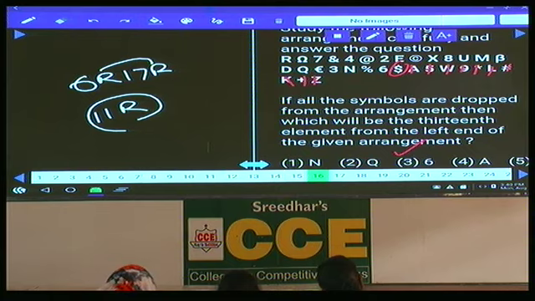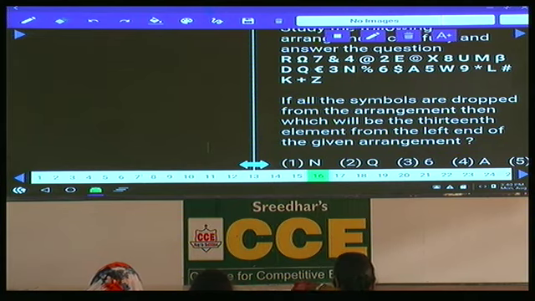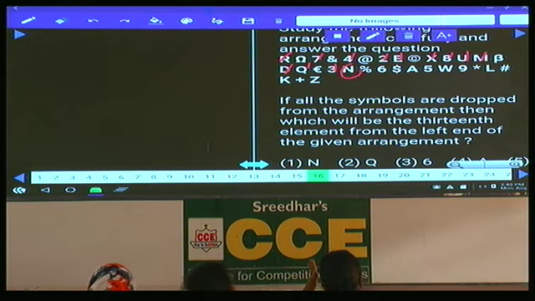15, choice 3. Then question number 16. If all the symbols are dropped from the arrangement, then which of the following will be 13th from the left? 13th from the left without the symbols: 1, 2, 3, 4, 5, 6, 7, 8, 9, 10, 11, 12, 13. 13th is N, choice 1.